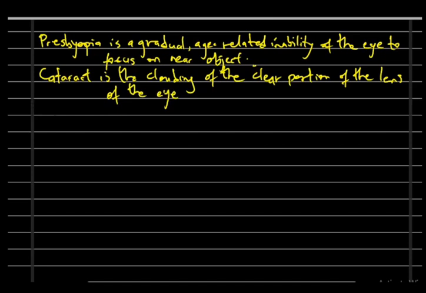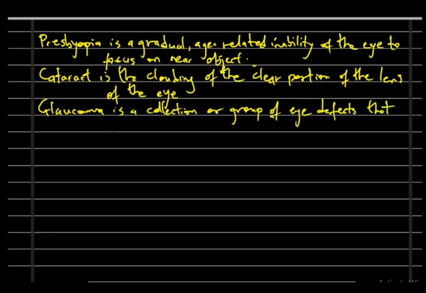And then we have the next one, glaucoma. Glaucoma is a collection or group of eye defects that affect the optic nerve at the back of the eye, which is the nerve responsible for conveying sight messages to the brain. They attack the optic nerve at the back of the eye. That is what glaucoma is.